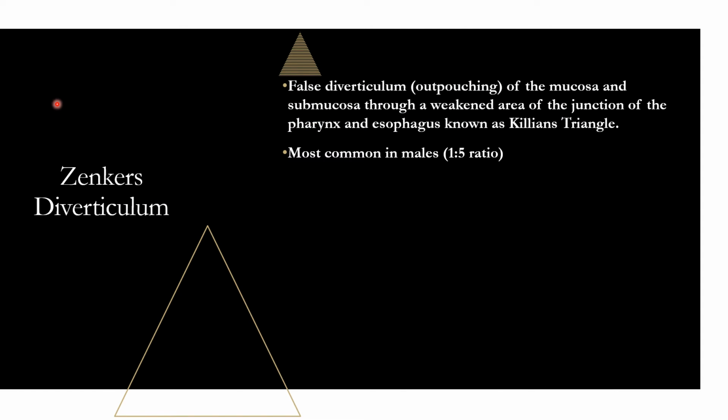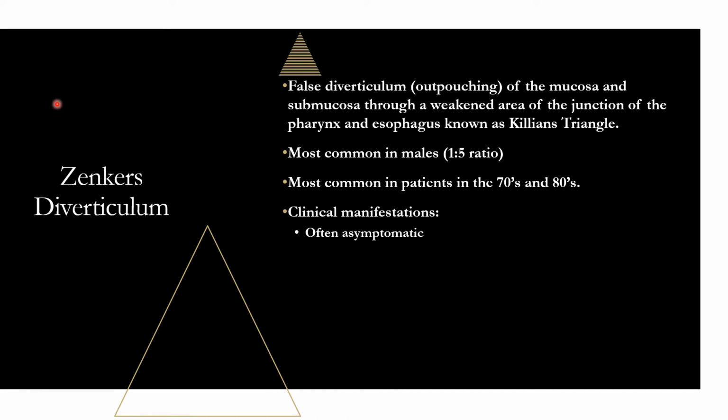It's most common in males, about a 1-to-5 ratio. And it's also more common in patients in their 7th and 8th decade of life, so patients in their 70s and their 80s. As far as clinical manifestation, a lot of times if they're a small diverticula, these patients are going to be asymptomatic. But when it does become larger, they're going to have dysphagia, so they'll have some trouble swallowing. And then the key thing that you need to know that you're going to see in a vignette that's going to help you differentiate this from other causes of dysphagia is halitosis. Absolutely need to know that.